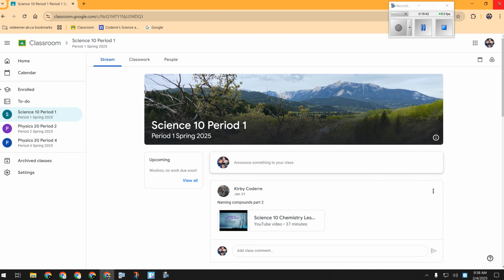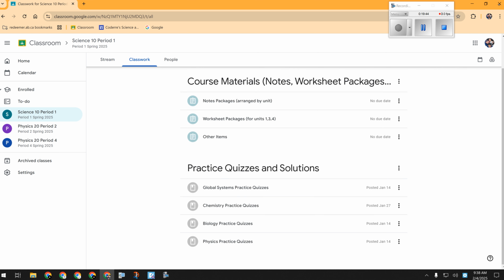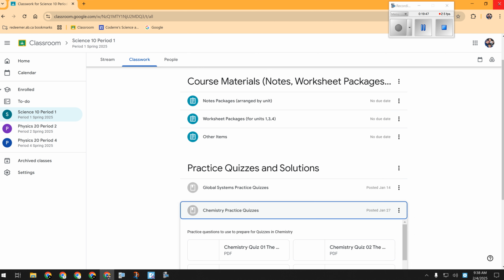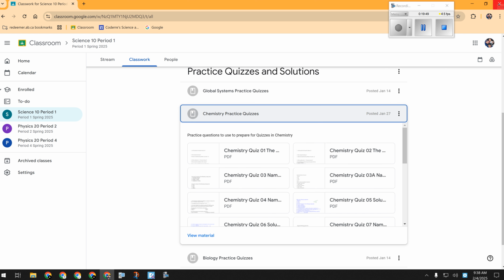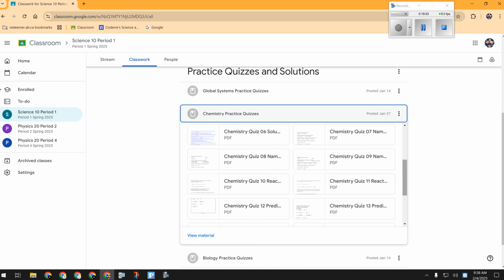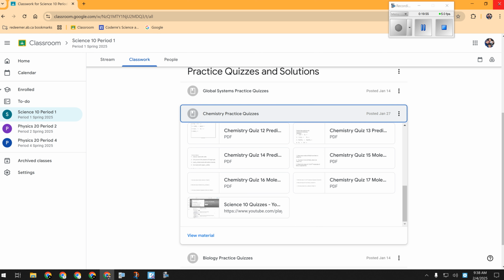Practice quizzes and solutions. You're looking at chemistry. If you scroll in there, all of the quizzes are there, and then if you scroll down, there's a link here that takes you to YouTube where the videos of the solutions are. So it's me doing the solutions so you can see if you did them right. Any ones you don't get right, you should probably come in and ask about.